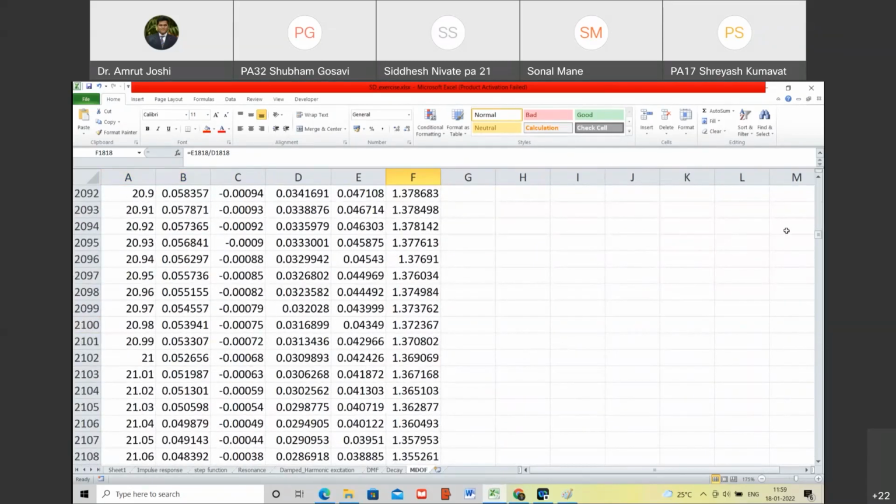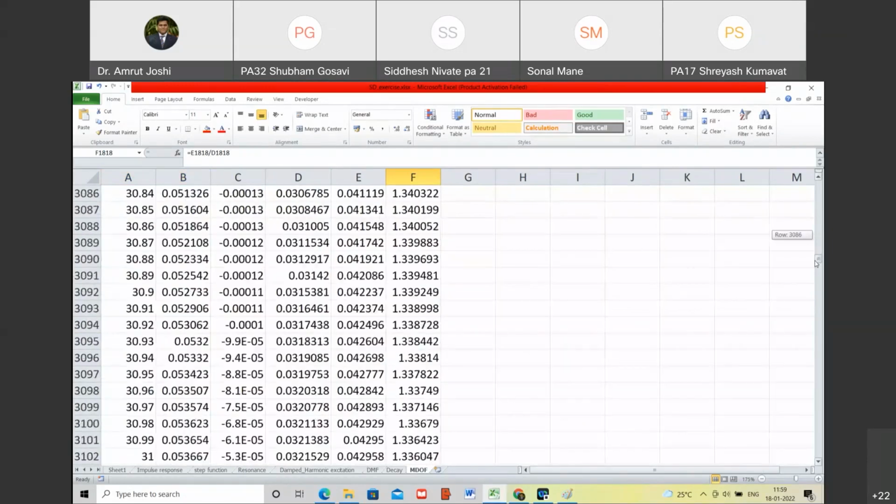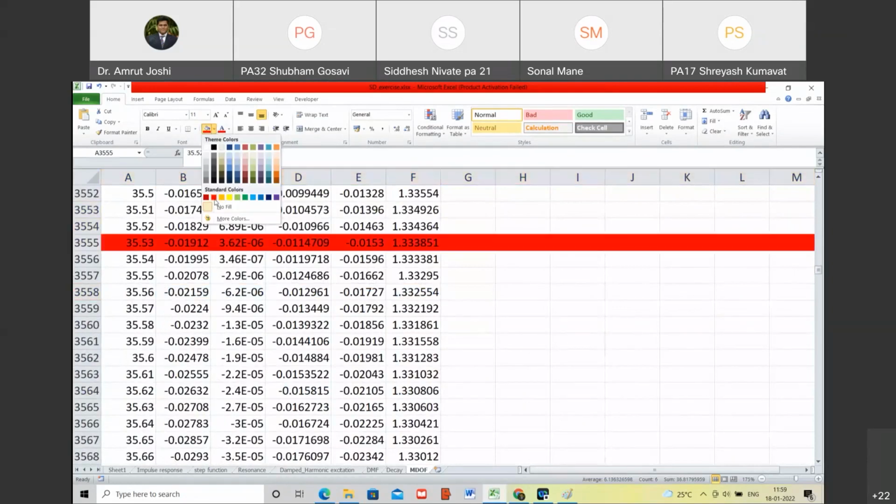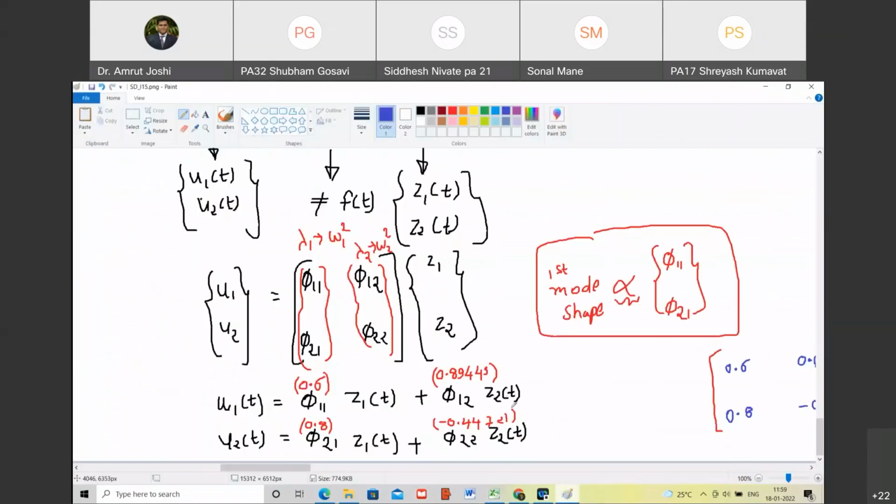So after 35 seconds, the ratio has stabilized to 1.33. Are you with me? Yes, sir. So what happens is that after some time, the second mode stops participating. That's what I was telling. After a certain time, the second mode no longer participates in the response of the structure for both u1 of t and u2 of t. Do you agree with me? Yes, sir. And the response merely depends upon 511 and 521 and z1 of t. Are you with me? Yes, sir.